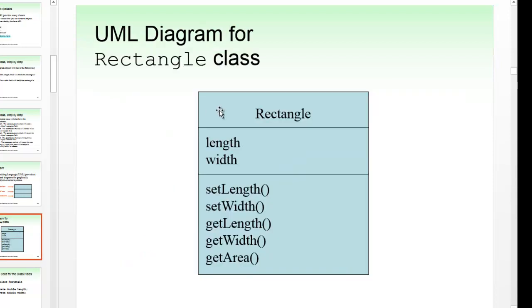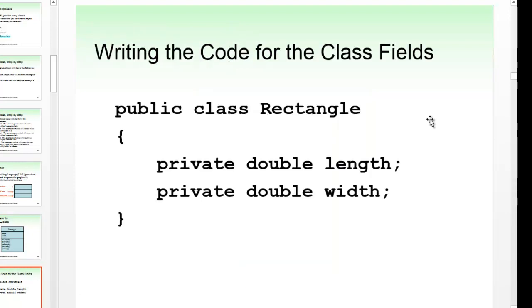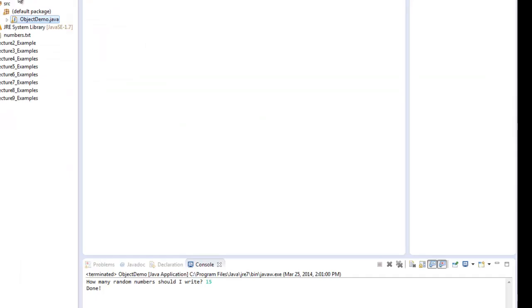So let's look at the class diagram. A basic UML class diagram would contain length and width up here as the fields. And then you'd have set length, set width, get length, get width, get area down here. So let's write the code for the class fields. We're going to start our rectangle class here.